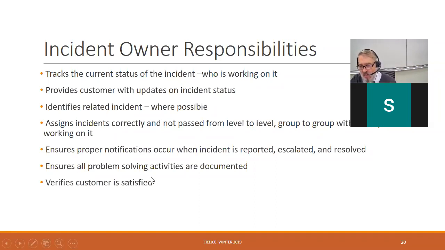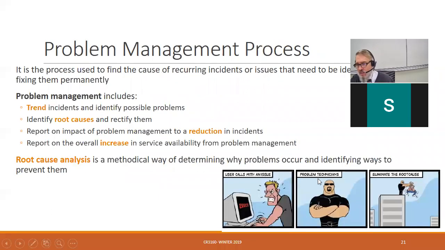Okay, and so you cannot close the ticket properly until you have contacted the customer and asked them, is this to your satisfaction? If it's not, then the ticket's not closed, right? Is this to your satisfaction? When you get that it's to their satisfaction, then you go ahead and close the ticket.